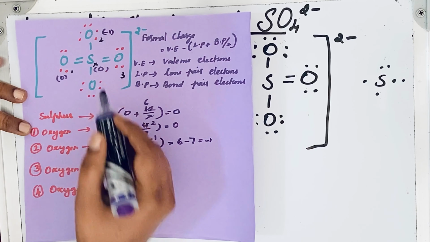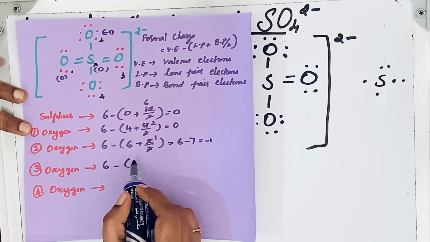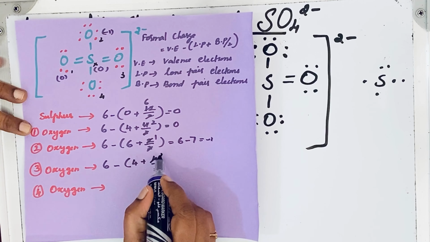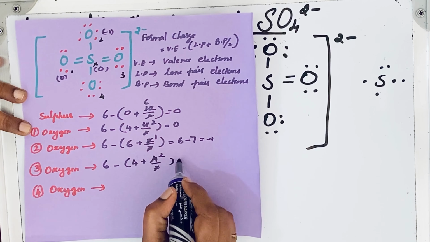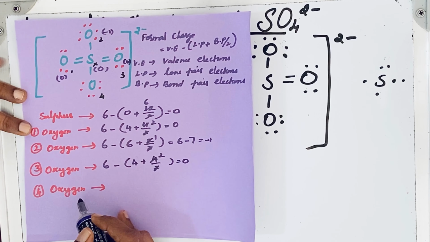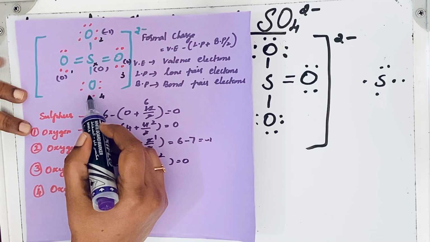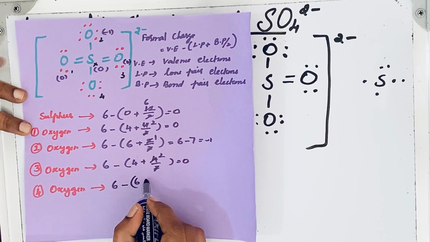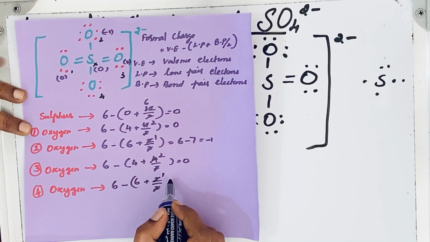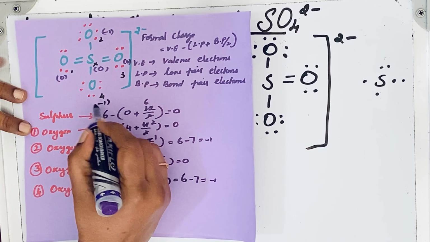Come to third oxygen. 6 valence electron, then lone pair 2, 4 plus bond pair also 2, 4. 4 by 2. So you will get 6. 6 minus 6, that is equal to 0. So for the third oxygen atom, the formal charge is 0. Now come to the final oxygen, fourth oxygen. 6 minus lone pair 2, 4, 6 plus bond pair only 2 by 2. So 6 plus 1, 7. So 6 minus 7 is equal to minus 1. So formal charge minus 1.